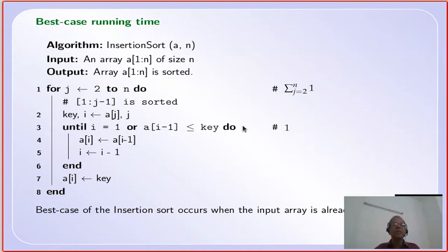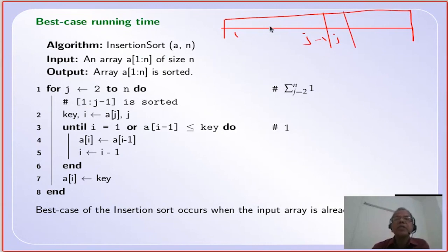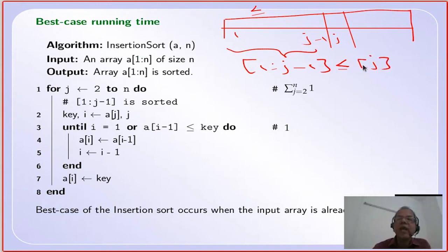What is the best case running time? Best case is, it is already sorted. Sorted array. All the items in the subarray 1 to j minus 1 are already less than or equal to the item at j. Then j is already in the right position. The inner loop condition will be tested only one time. The loop body will not even be executed.